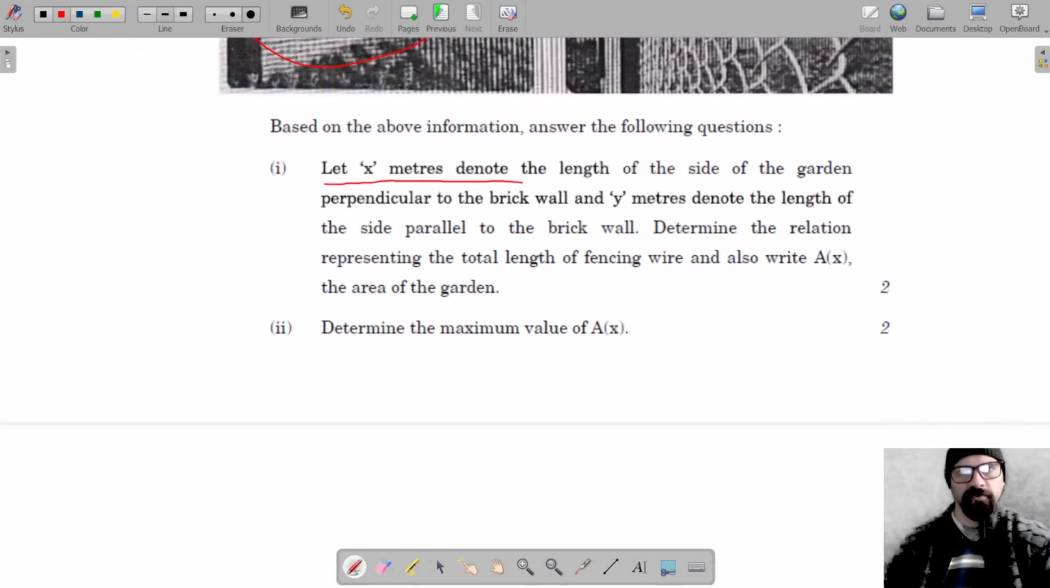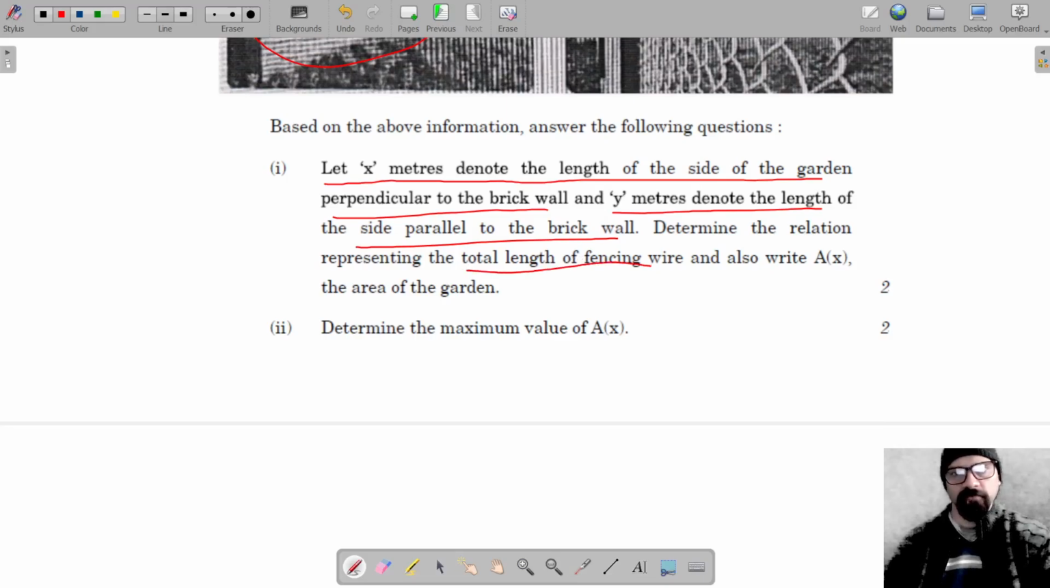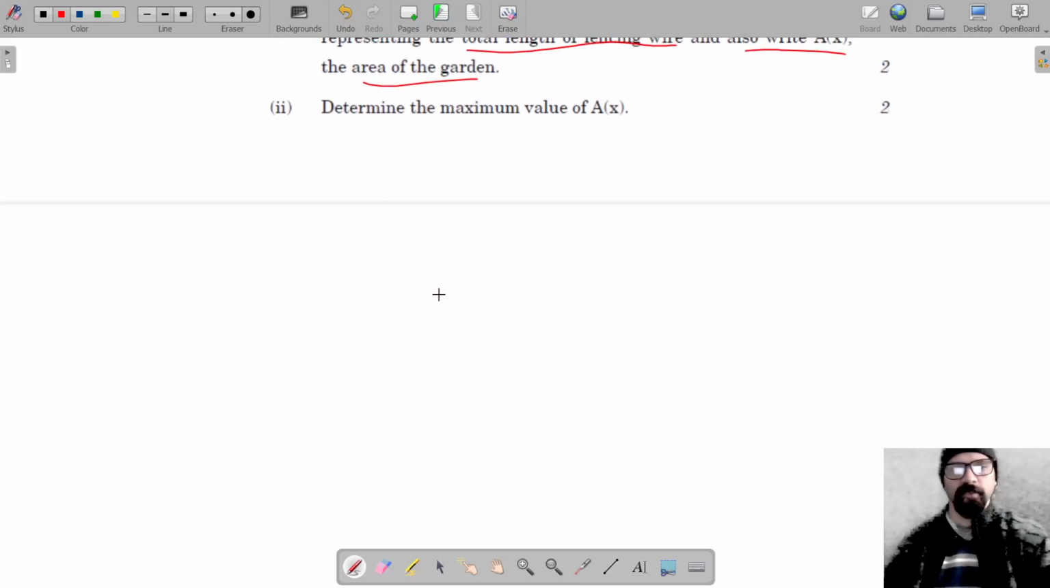Let X meter denote the length of one side of the garden perpendicular to the brick wall, and Y meter denote the length of the side parallel to the brick wall. Determine the relation representing the total length of fencing wire and also write A of X, that is the area of the garden. Okay, so let's draw our picture first.